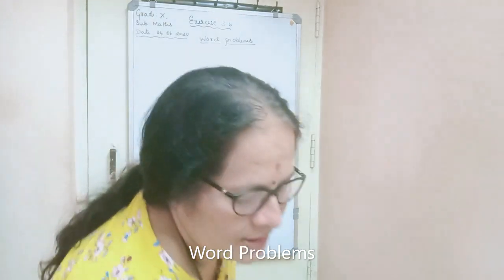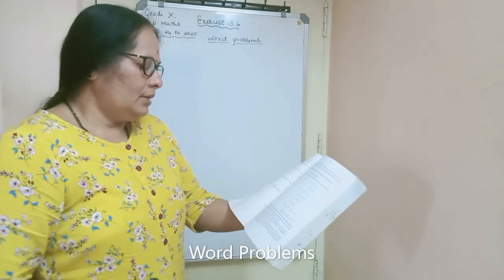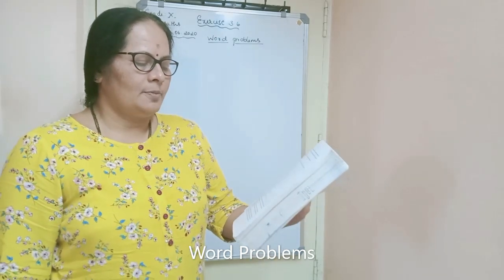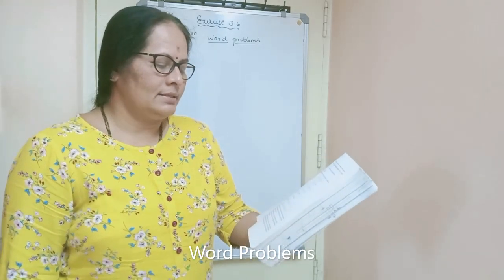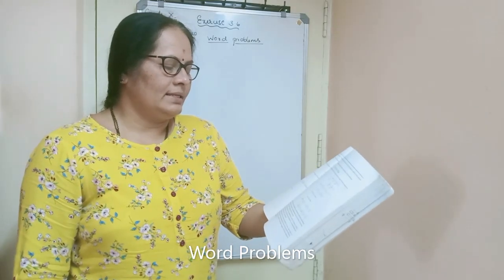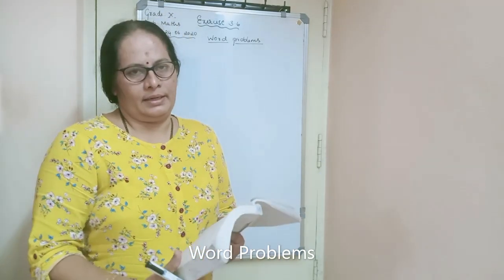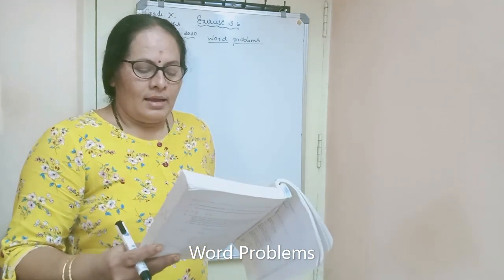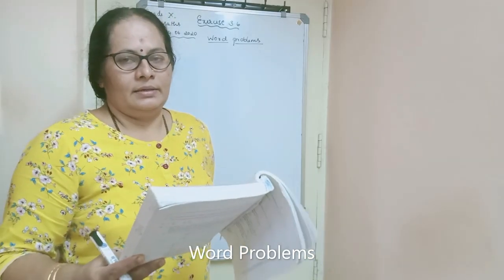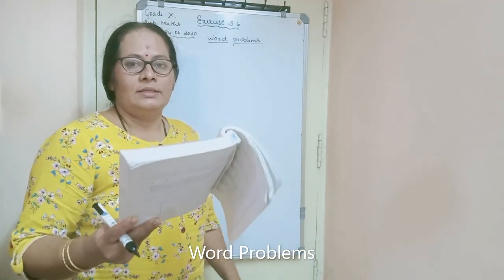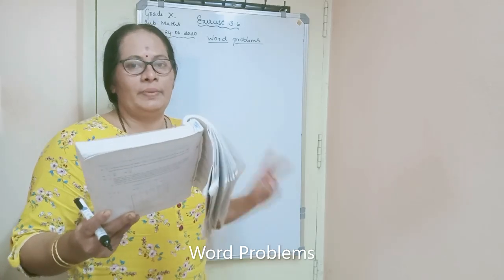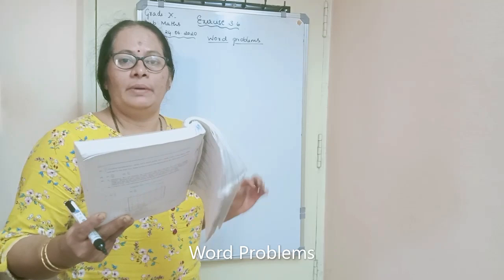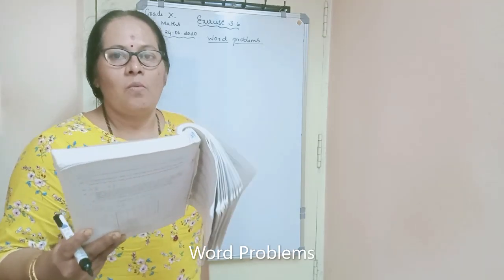The first question is, Ritu can row downstream 20 km in 2 hours and upstream 4 km in 2 hours. Find her speed rowing in still water and speed of the current. You have to find the speed of rowing as well as the speed of the current. Here two speeds are there. One is the speed of the boat and the other one is the speed of the current, or speed of the water.